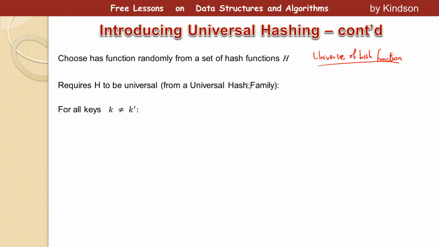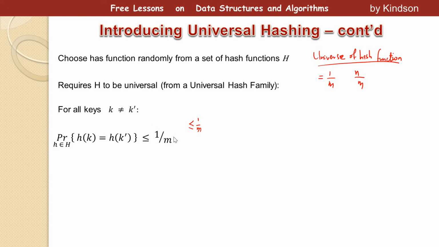And the theorem says that for all keys, k not equal to k prime, the probability that h(k) equals h(k prime) should be less. Good. Remember, in simple uniform hashing, we say that this probability is equal to 1 over m, right? And we define the load factor to be n over m. But in this case, we want this probability to be at most 1 over m. In that way, we can have a better hash function.